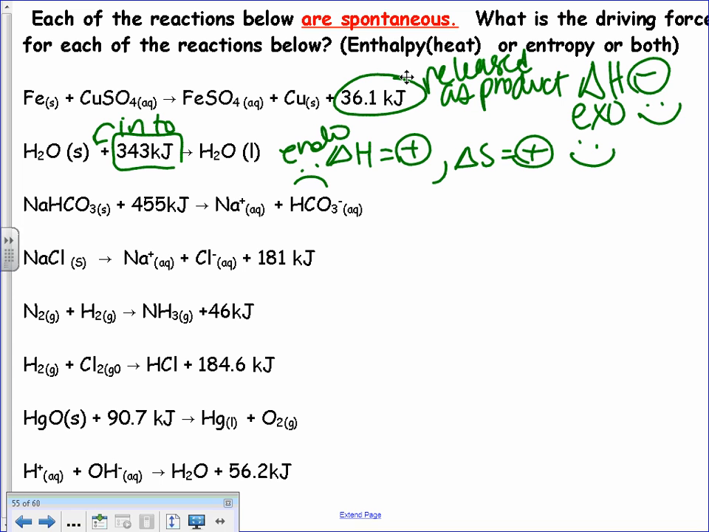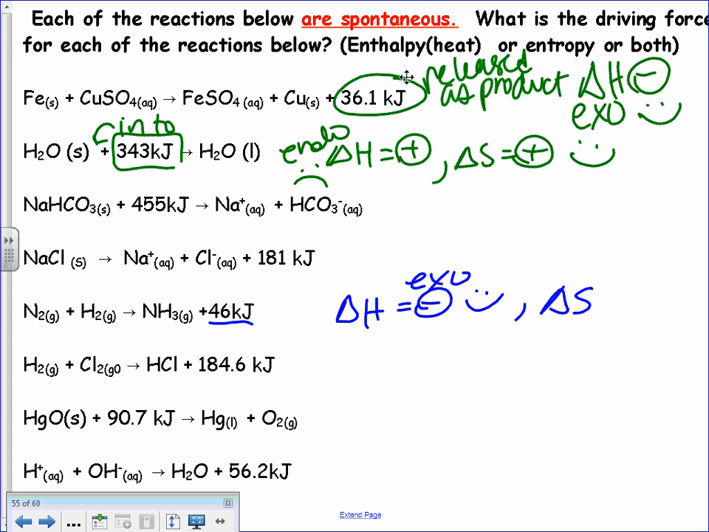All right, let's do one more like this. Let's do one with all gases. I need to show you how you determine it from gases. So what's the delta H here, for this one with N2 and H2 making NH3? It's exothermic because the energy is on the product side. Good. And is that good or bad? Good. Okay, and then delta S here.